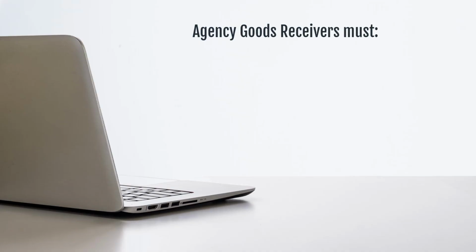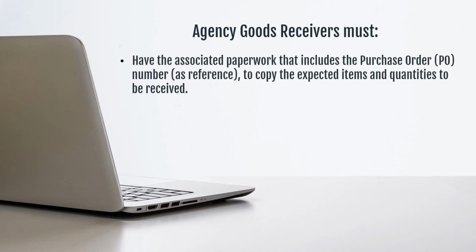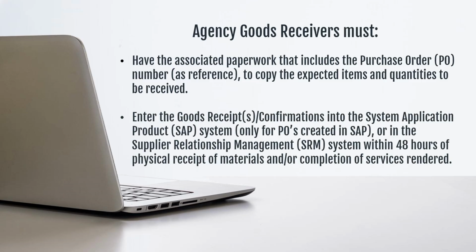Agency goods receivers must have the associated paperwork, that includes the purchase order number, as reference, to copy the expected items and quantities to be received. They must also enter the goods receipts and/or confirmations into the SAP system, only for purchase orders created in SAP, or into the Supplier Relationship Management System, within 48 hours of physical receipt of materials and/or completion of services rendered.